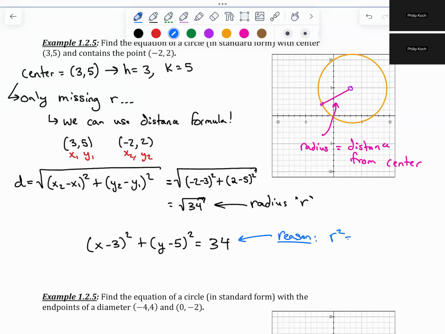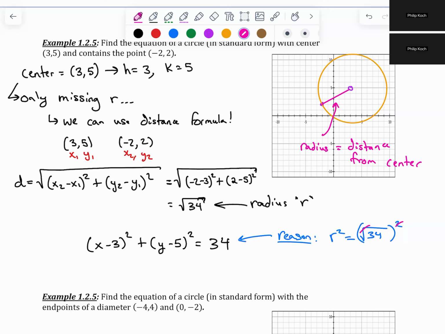R squared is equal to the square root of 34 quantity squared, and the square root and the square cancel. Because the formula is x minus h quantity squared plus y minus k quantity squared equals r squared. It's not equal to r, it's equal to r squared. Any questions on that? Yes, JT.